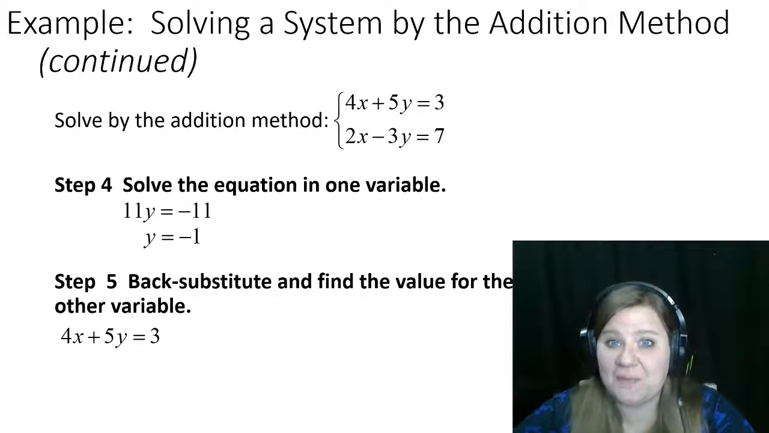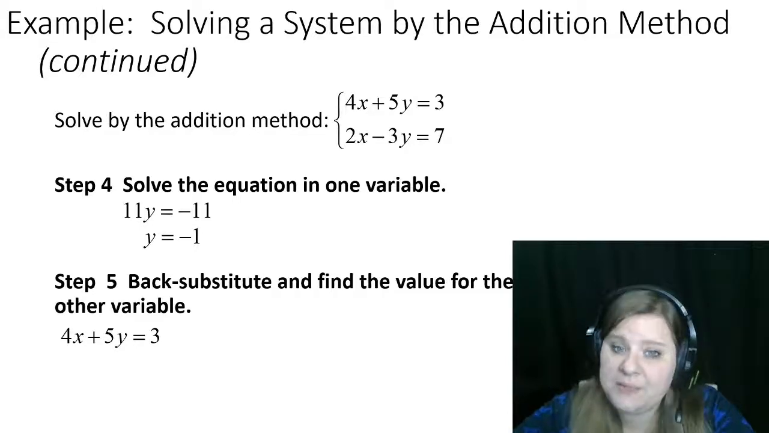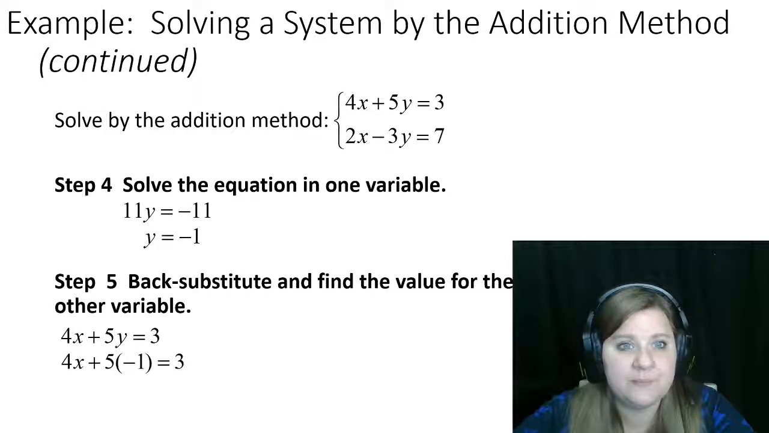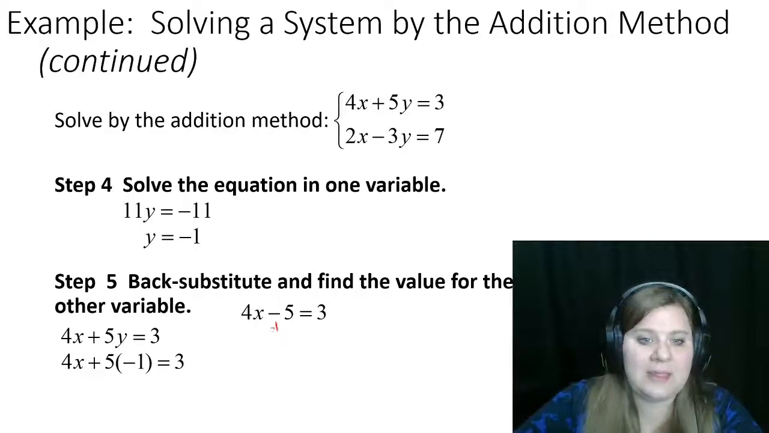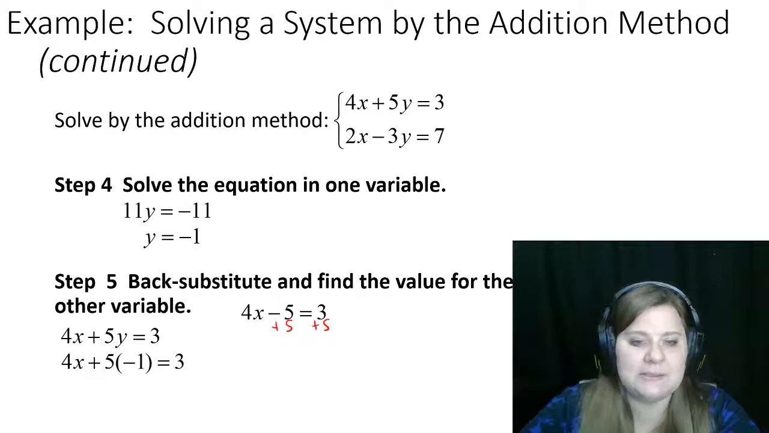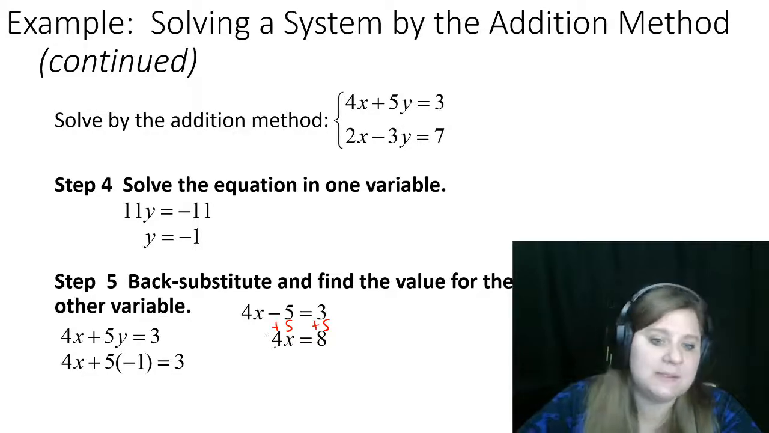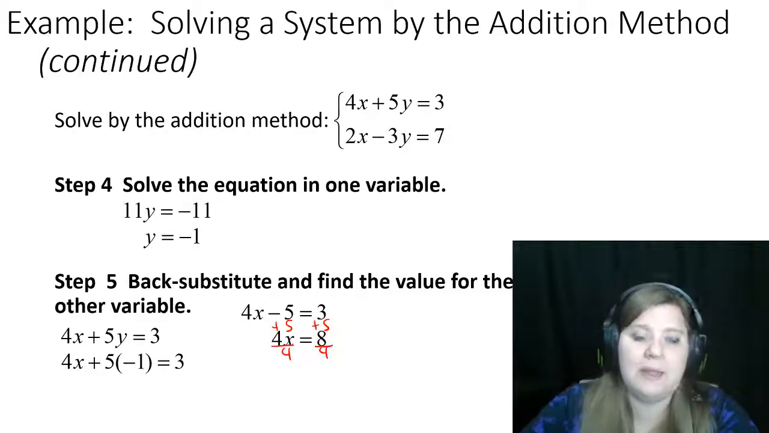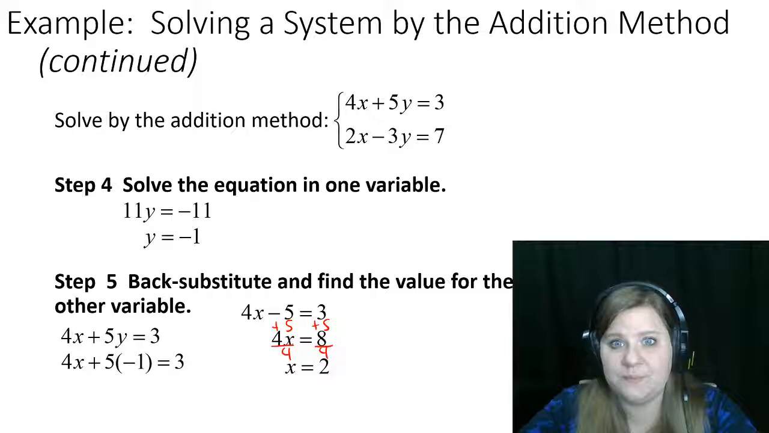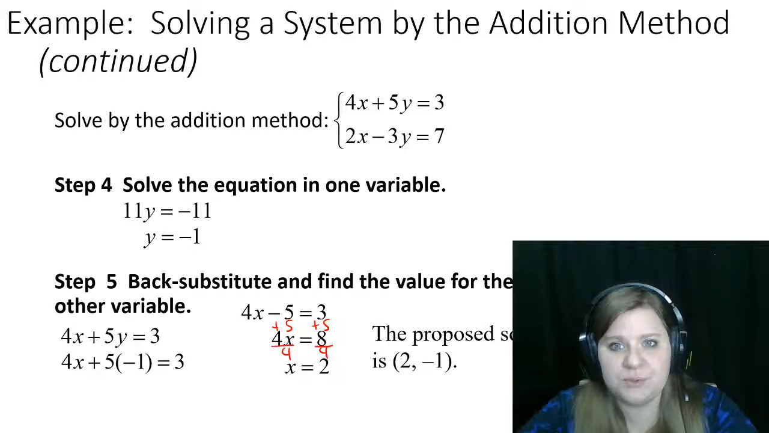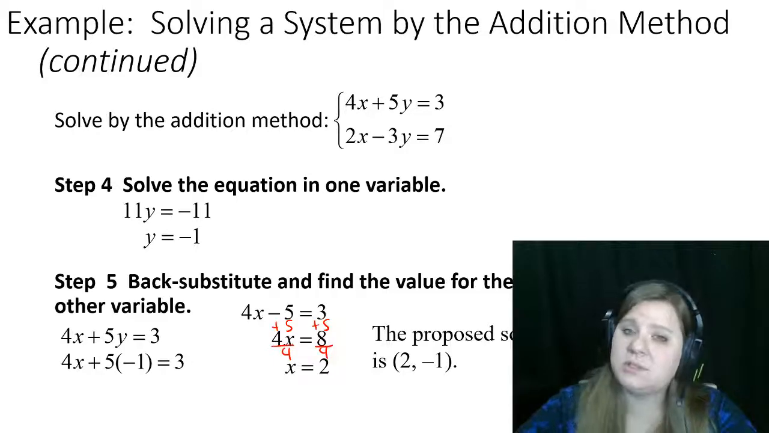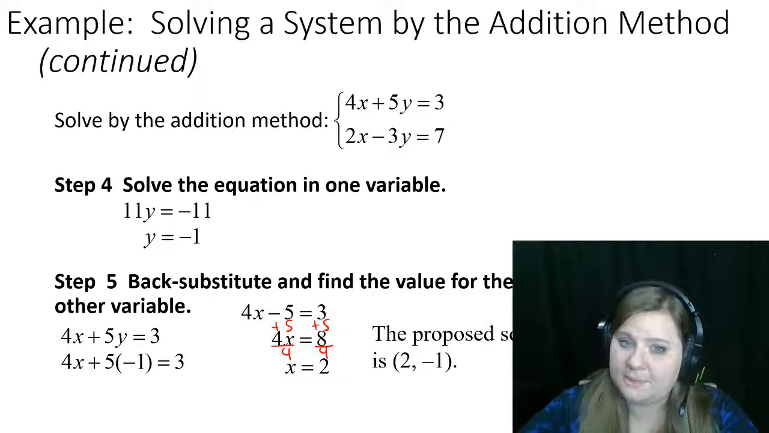So 4x plus 5y equaled 3. I'm going to replace my y with -1. And I get 4x minus 5 equals 3. I can add 5 to both sides. 4x equals 8. I divide by 4, and x equals 2. That means my answer is going to be 2, -1, assuming it checks okay.